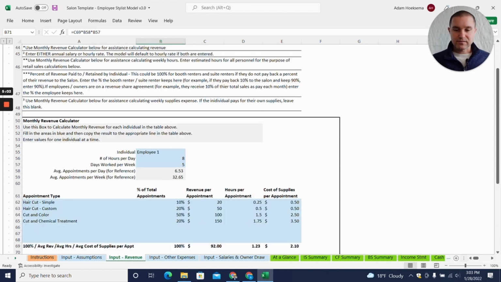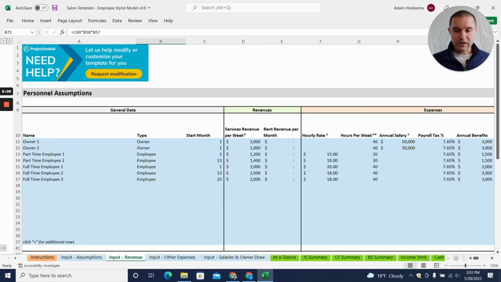So now you can come back up here, and once you fill out that calculator, based on your own plan and your own customer base, you'd be able to put in what you expect your revenue to be. Now, let's say the other owner is just going to work part-time, and so they're just generating $1,000 per week in services.